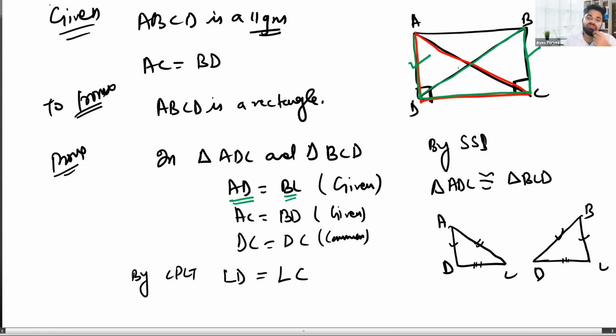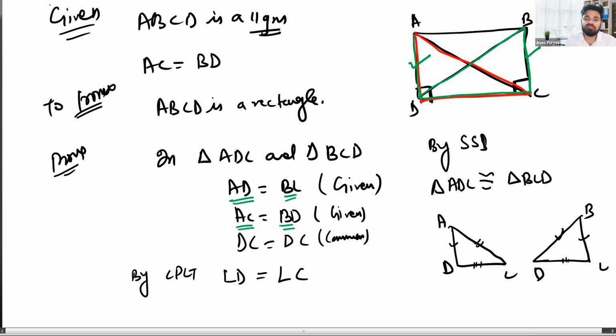And then it is also given that the diagonals are equal, meaning this quadrilateral is going to have equal diagonals. So this diagonal is equal to this diagonal. You can write AC equals BD. And the third thing is this.